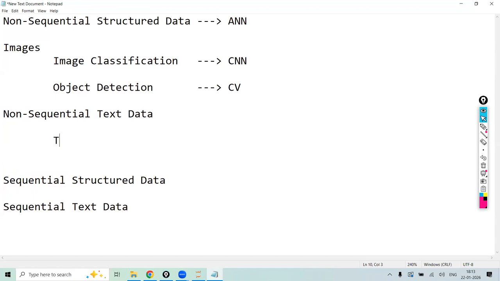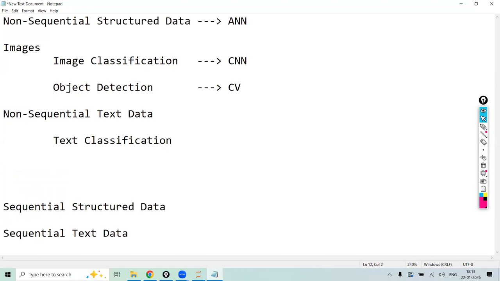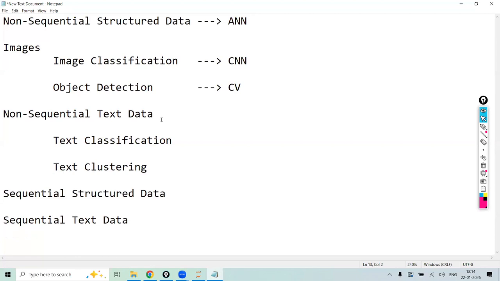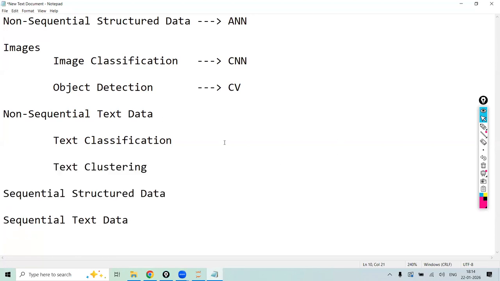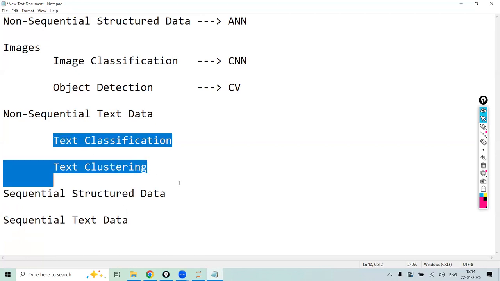In the non-sequential text data, two types of projects are there. One is the text classification project, and the second is the text clustering project. We are going to work with these two types of projects. As we know, non-sequential means the order is not important, the order of the words is not important. So here it is going to work in a different way.